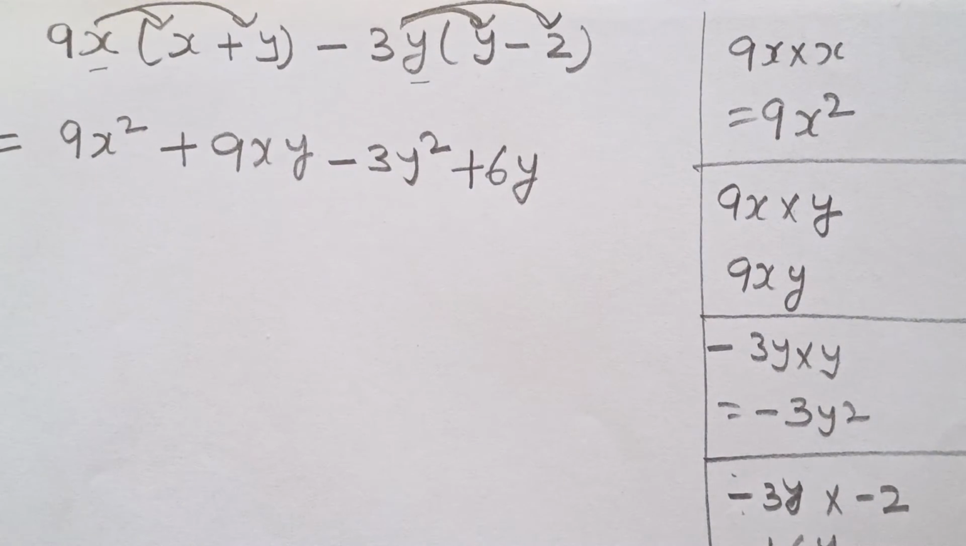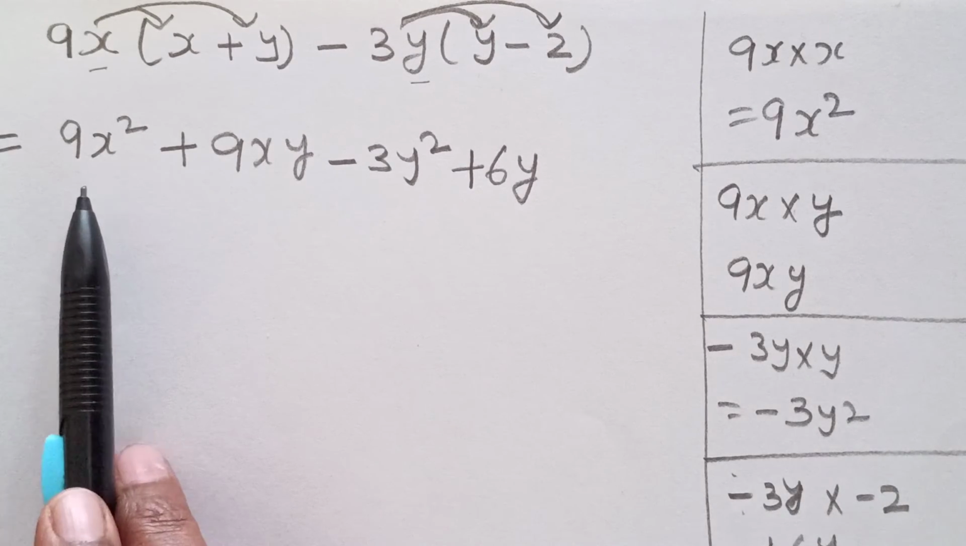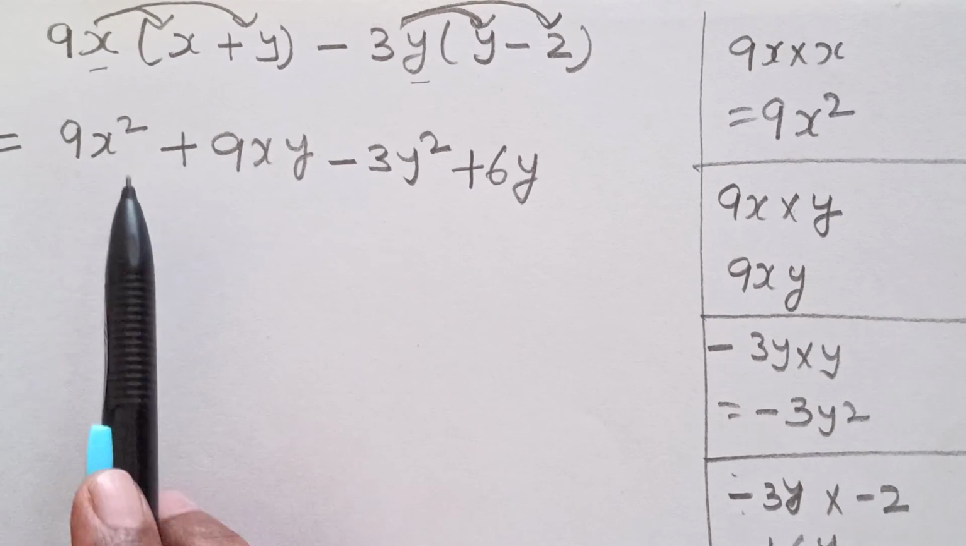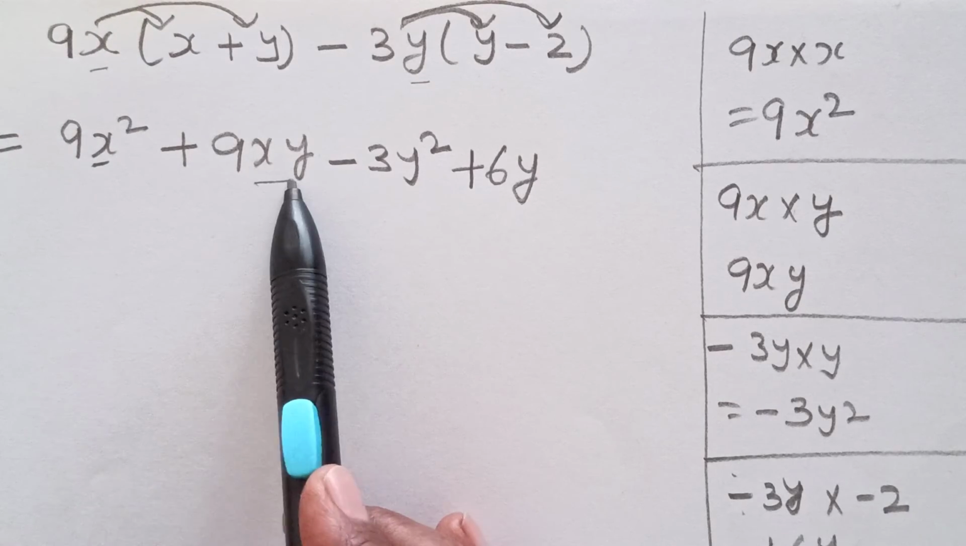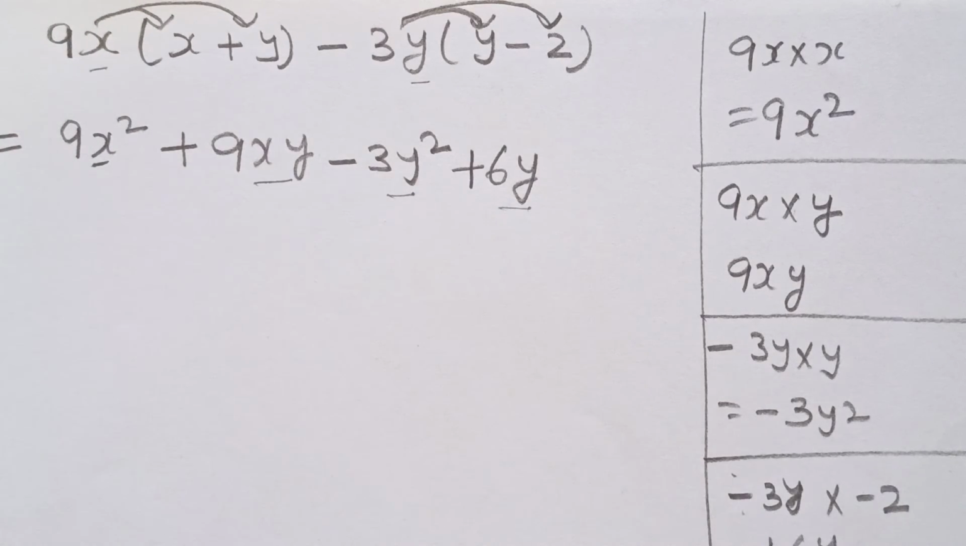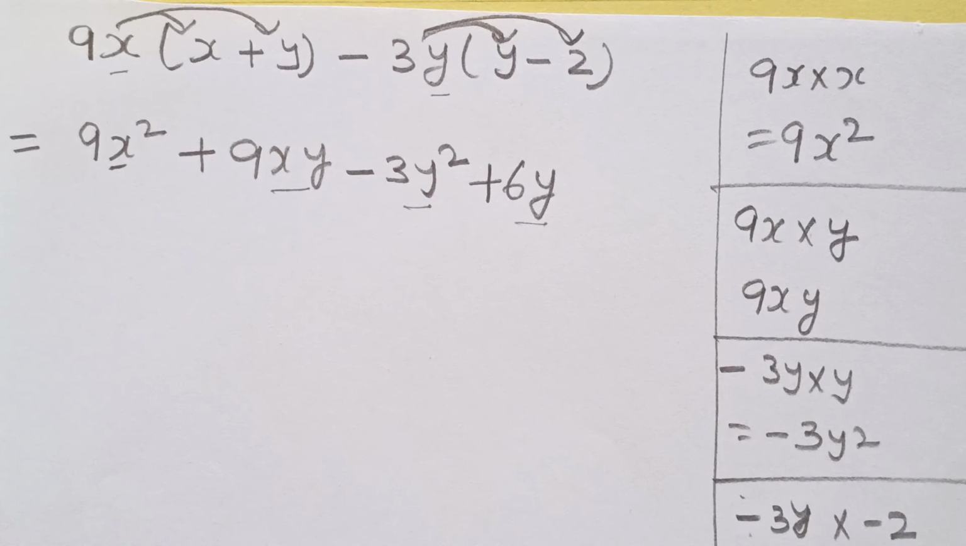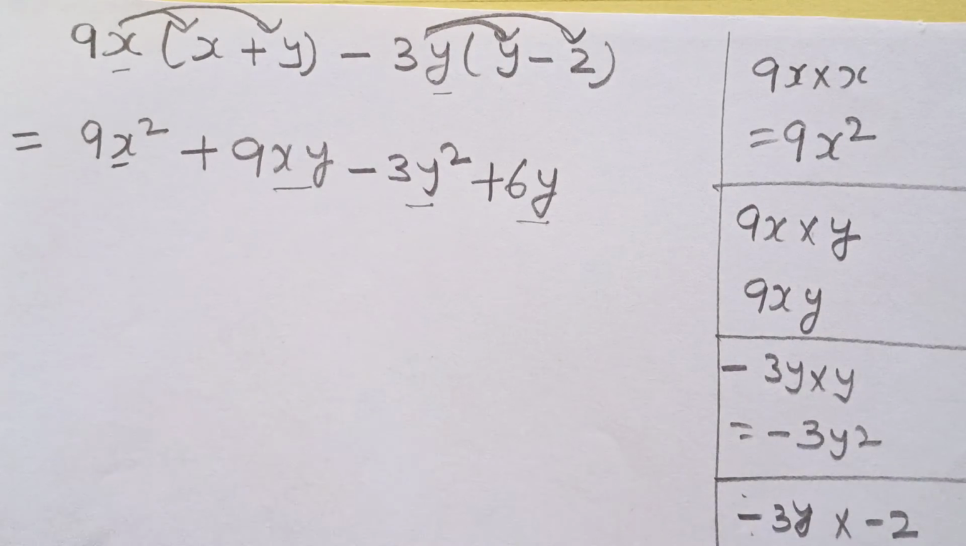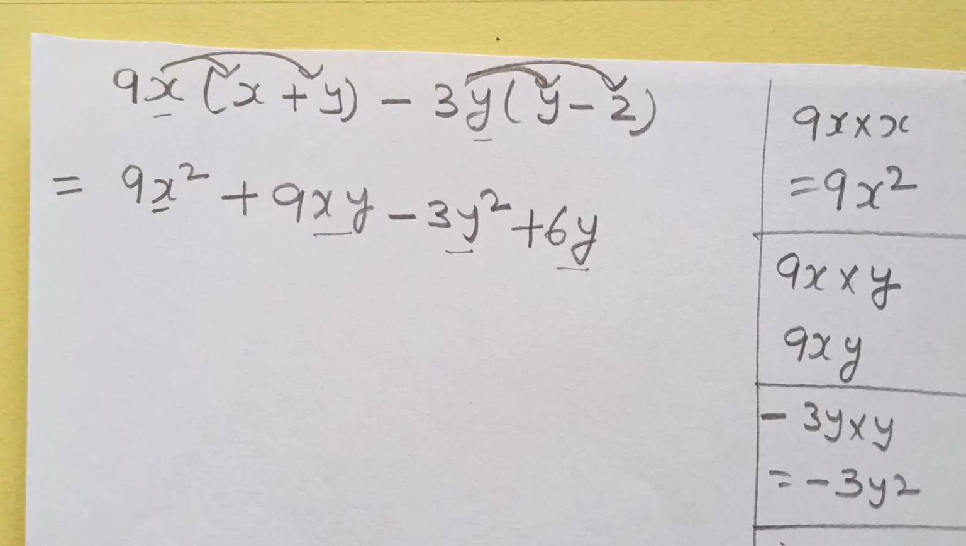Now if we look to collect the like terms, we'll see that we do not have any of the terms. This is x squared, this is xy, this is y squared, this is 6y. So we cannot combine any of the terms. So we'll just leave the answer like this. So this is your final answer.